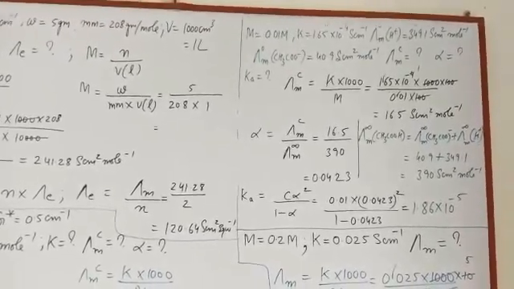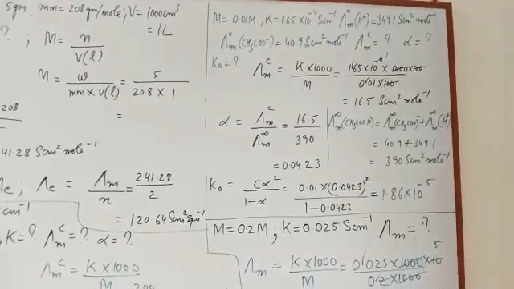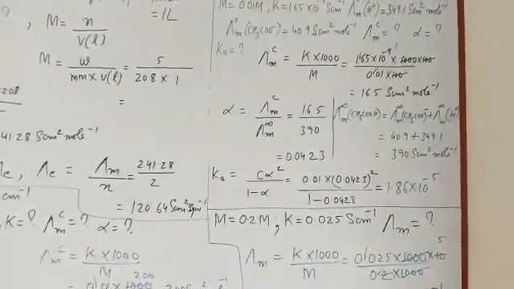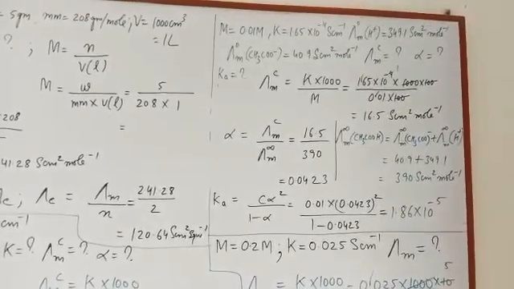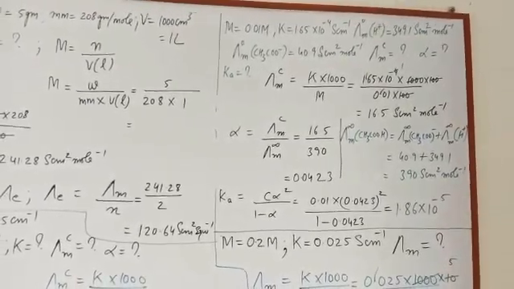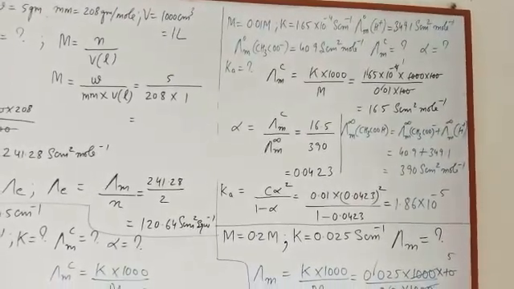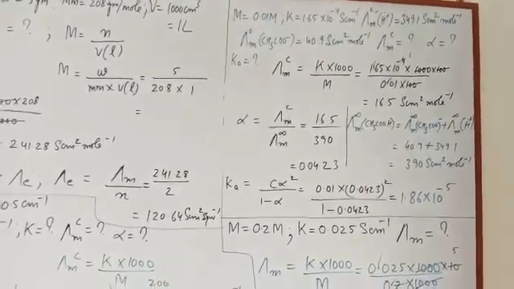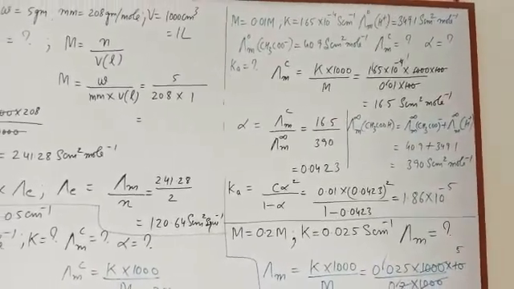Molarity is equal to 0.01. Specific conductance is equal to 1.65 into 10 raised to power minus 4 Siemens centimeter inverse, and the molar conductance at infinite dilution for hydrogen ion and acetate ion are 349.1 and 40.9 respectively. Then molar conductance of solution is equal to kappa into 1000 upon M. Substituting the values we will get 16.5 Siemens centimeter square mole inverse.